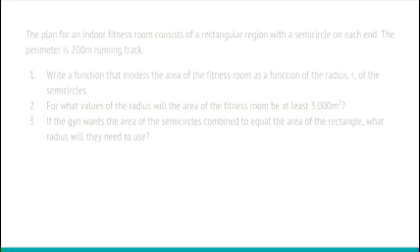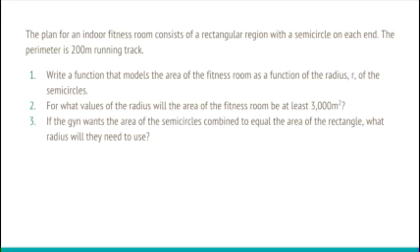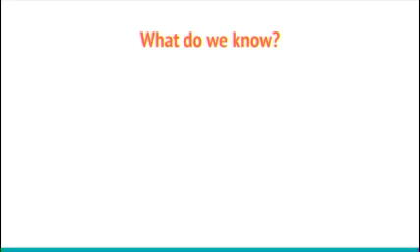So, the plan for the indoor fitness room consists of a rectangular region with a semicircle on each end. The perimeter of this running track is 200 meters. So first, we must write a function that models the area of the fitness room as a function of the radius r of the semicircles. Second, for what values of the radius will the area of the fitness room be at least 3,000 meters squared? And third, if the gym wants the area of the semicircles combined to equal the area of the rectangle, what radius will they need to use?